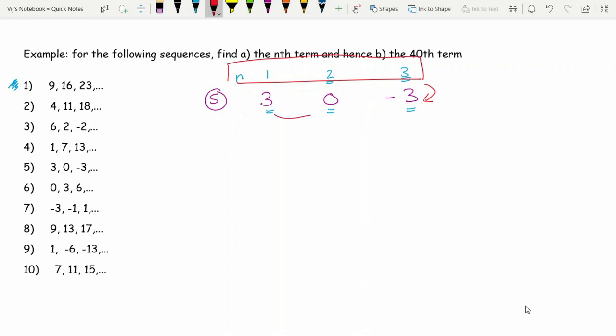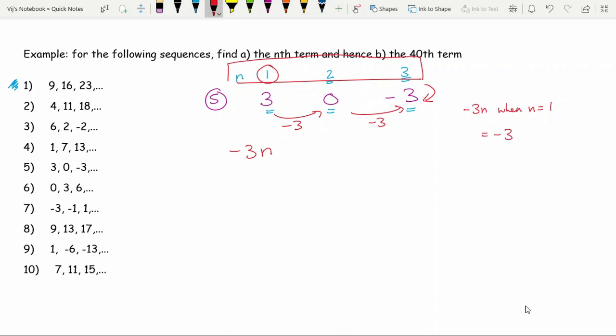So the first thing we want to do is work out the difference between the two. So here we can see that the difference is minus 3. So we've got minus 3n. Now, the first term is 1. So if I substitute 1 into minus 3n, so when n equals 1, I'm going to end up with minus 3.